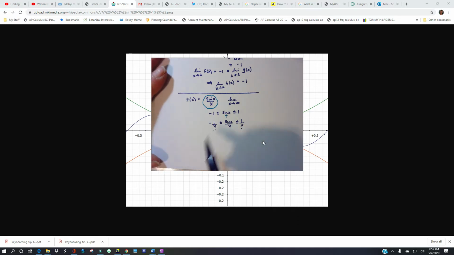Make sense? So we have the limit as x approaches infinity of negative 1 over x. Well, if I plug infinity in, I'm going to get 1 over infinity, which is 0. And then I show the limit as x approaches infinity of positive 1 over x, and again I'm going to get a 0. And since both of those limits equal 0, I can say, therefore, the limit as x approaches infinity of sine of x over x equals 0 by the squeeze theorem.